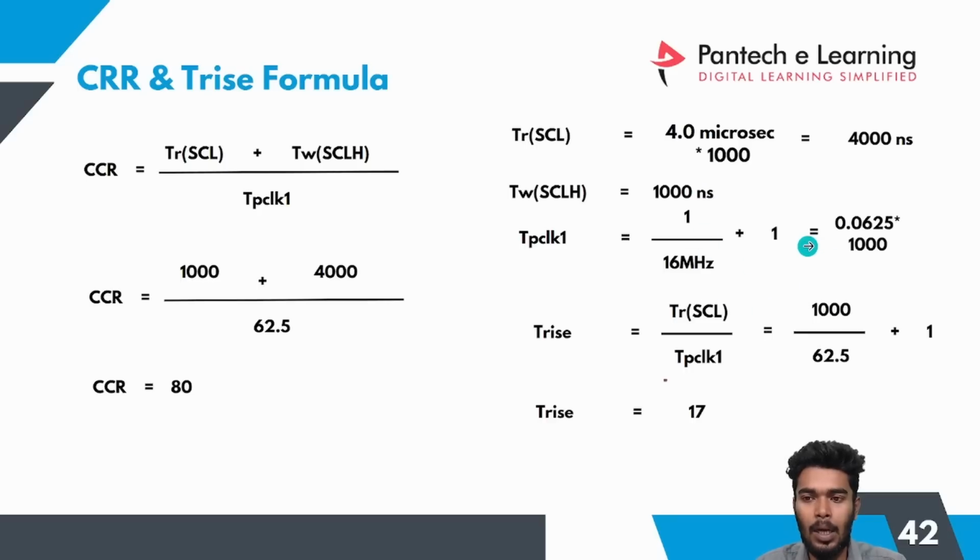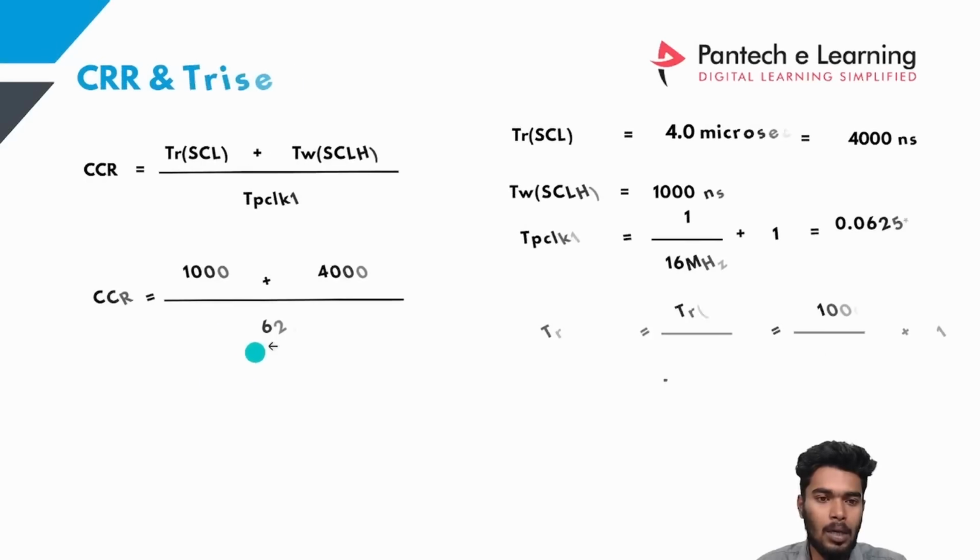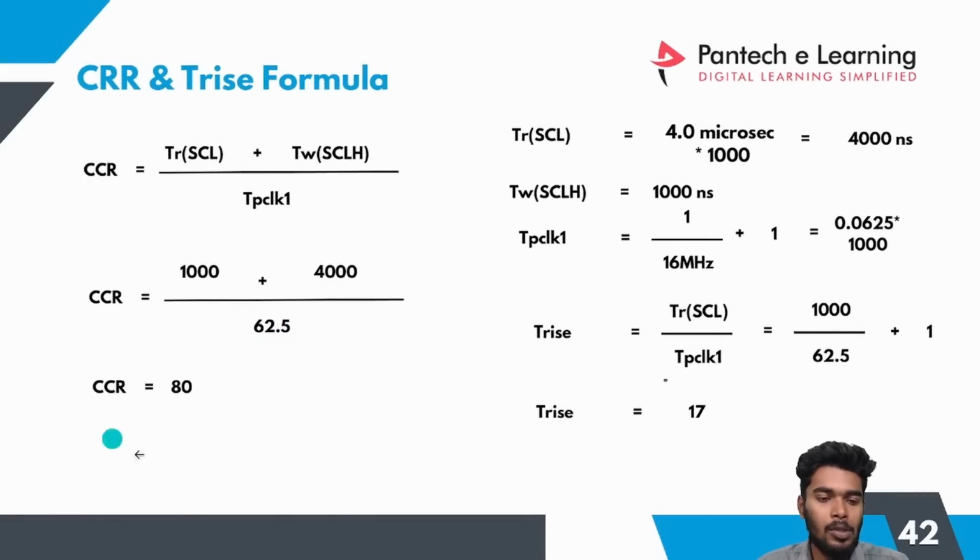1 divided by 16 megahertz is 0.0625. We have to convert it into nanoseconds, so if we multiply it by the nanosecond factor it will be 62.5. That is why we have given this T clock as 62.5. Finally we get a CCR value of 80. If you do this calculation, you get the value of 80. So now we have found the CCR value.